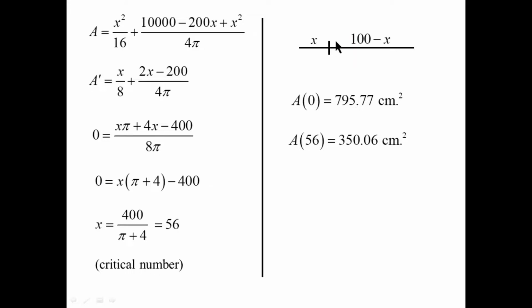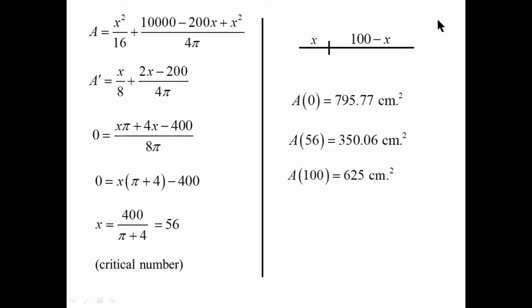And then I made the cut at the critical number 56, and now I'll make the cut at this far end here. So x will be 100. So I'll take A of 100, plug in 100 to the area expression. A of 100 is 625 square centimeters.